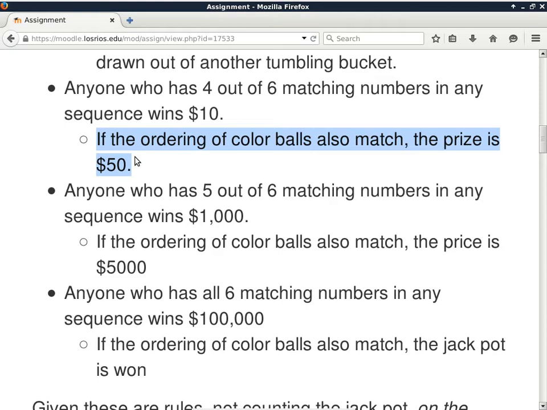All right, so the second one is if someone is luckier and gets 5 out of the 6 numbers matching in any sequence. So it can be any 5 of the 6 numbers. In other words, anyone who has picked the numbers 1, 10, 11, 23, and 30 will win $1,000, assuming the color sequence is incorrect. So there are several ways to win the $1,000 range. Is that okay so far?